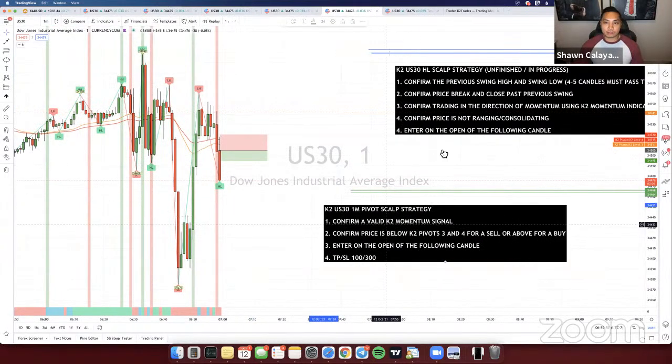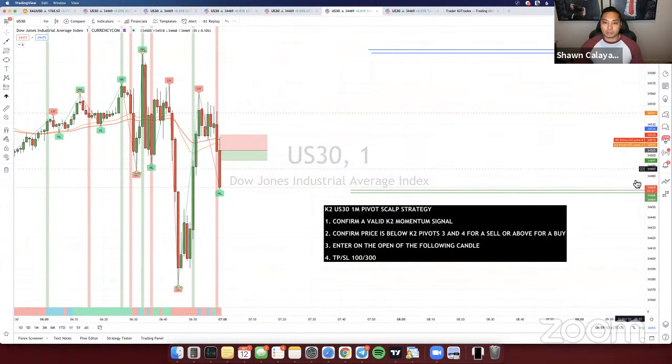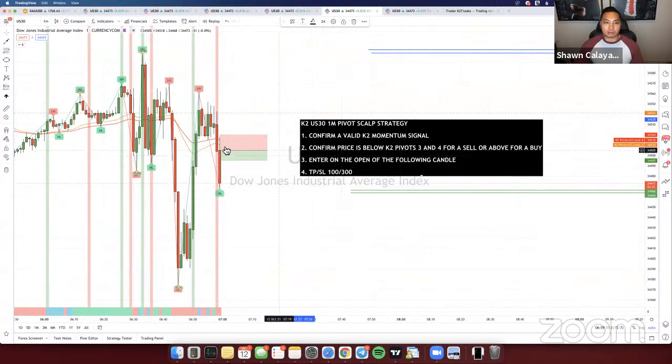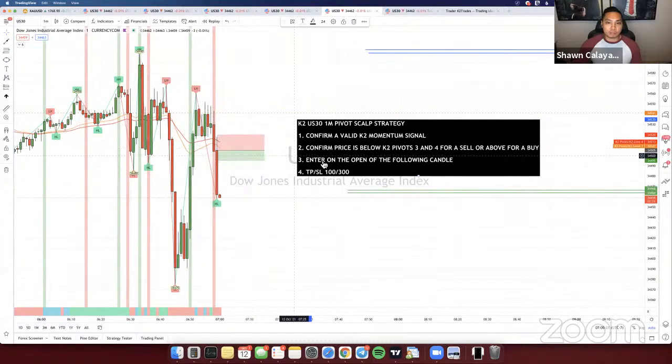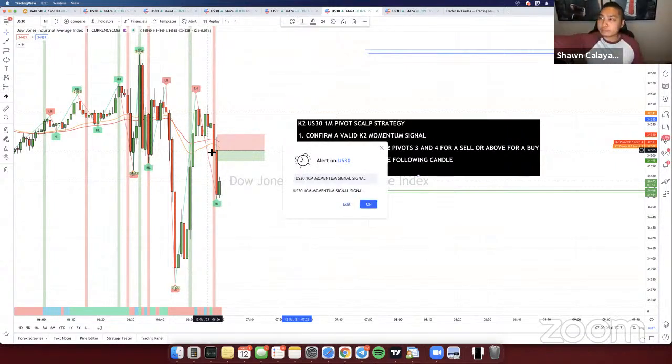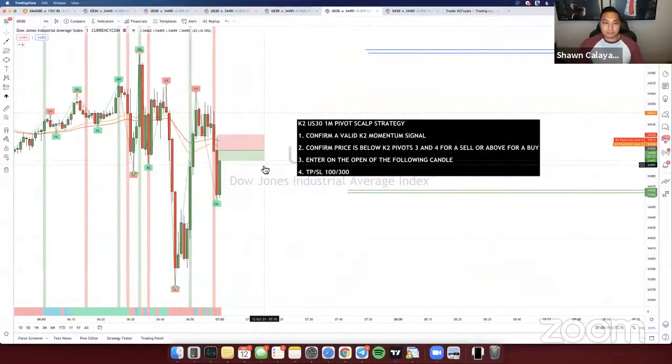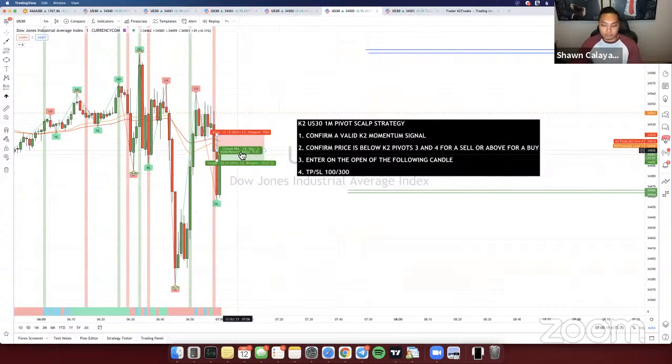Using this strategy right here, you want to confirm a valid K2 momentum signal. Right here, we have a valid sell signal. In order for it to be a sell, you want to make sure that it closes below the pivots, which it did right here. So you can enter on the open of the falling candle, which would be right here. Sorry, guys, I had to sneeze. So this would have been the entry if you were applying the strategy. Obviously, I didn't take the trade, so we're not going to count it, but we just want to follow it to see if it actually plays out.